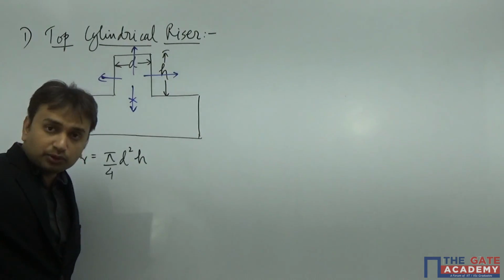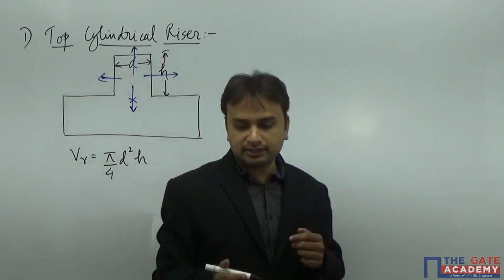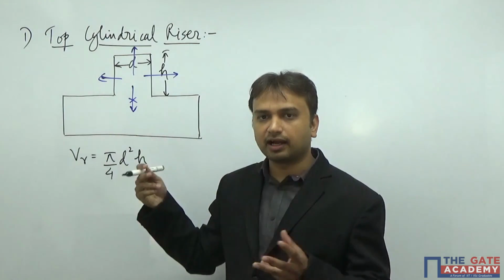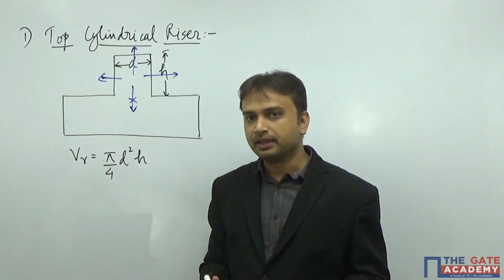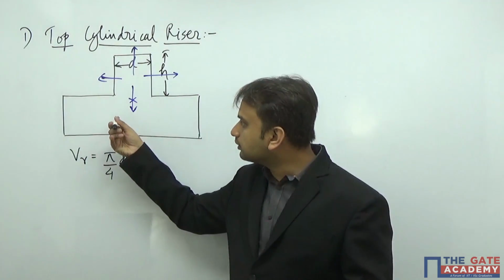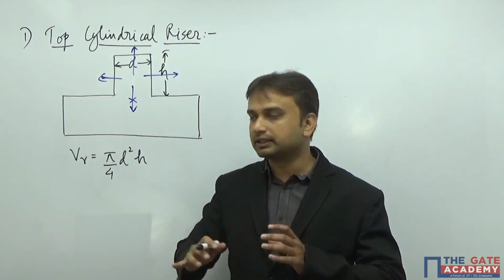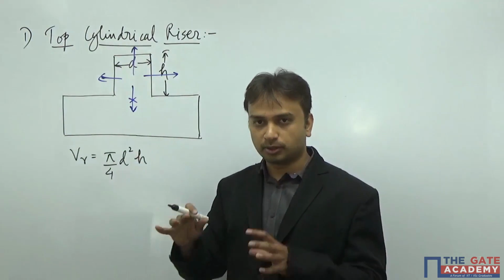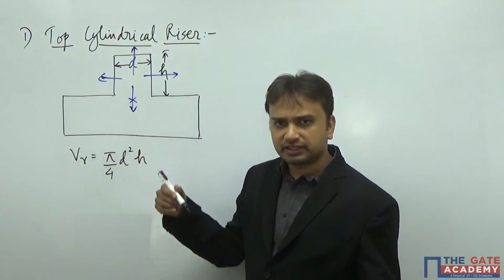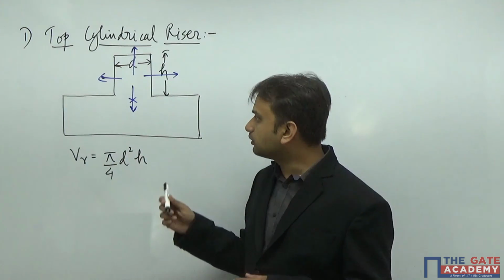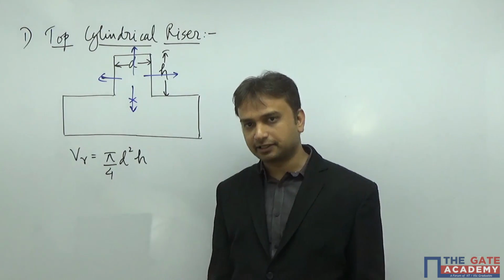I'm sorry that I forgot to describe this diagram. This diagram indicates the casting. The bottom portion is the casting itself, and at the top of it we have kept a cylindrical riser. Assume the molten metal is completely filled in this entire geometry, so it cannot exchange heat within itself. So we have got three surfaces from where the heat transaction is taking place.